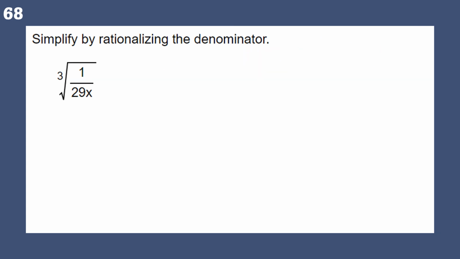Simplify by rationalizing the denominator. Now, the first thing to recognize here is that when we have a radical and a fraction, we can split them up into pieces. In other words, I'm going to cube root the top and cube root the bottom. And so cube rooting the top isn't too bad because that's just one, but cube rooting the bottom did not go away.